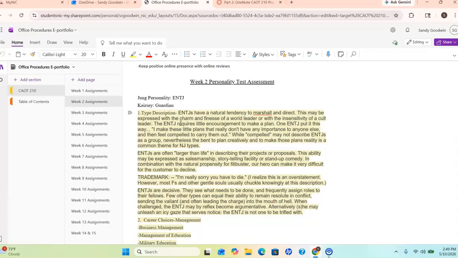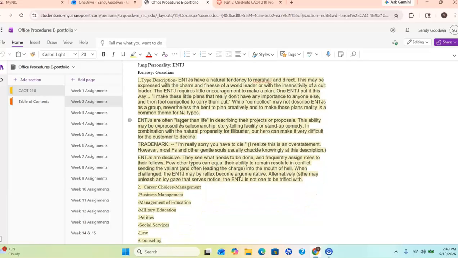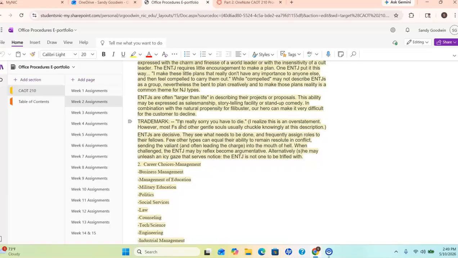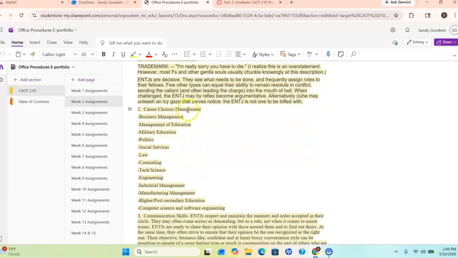I copy and pasted what it said about my personality. And it also gives you career choices. So we have it gives you your career choices. There's my law right there.